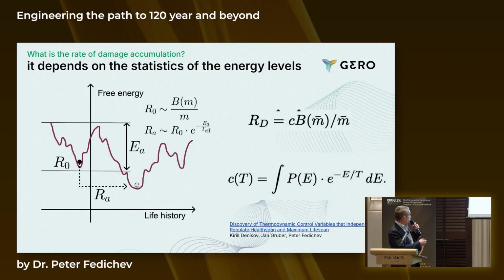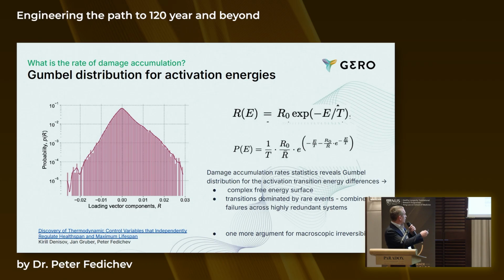How do I know that this is what we can learn from this relation to entropy? You can actually try to understand the damage accumulation rate, and the damage accumulation rate is dependent on the property of the free energy surface. So your life history is a constant sequence of jumps on this very sophisticated surface, and the rate of these jumps depends on the probability of the activation barriers. If you look at the actual rates of DNA methylation transitions, this is the log probability of the DNA methylation rates, you would find that there is a nice exponential feature here, and you will find it everywhere. And this exponential feature means that the probability of barriers has what is called a Gumbel distribution. This is the extreme statistic distribution.